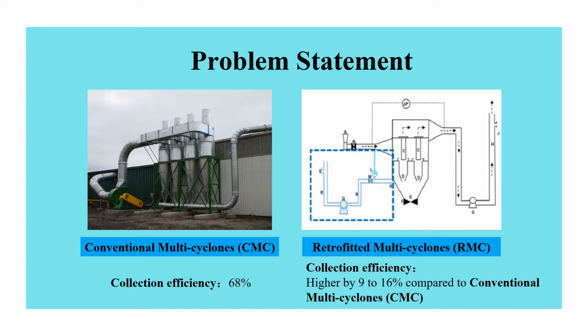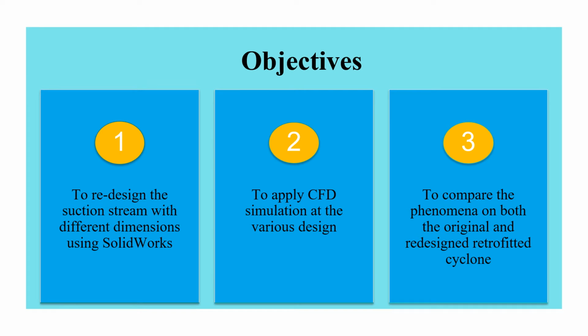In this study, the suction stream will be redesigned with different dimensions to test which dimensions will give the best collection efficiency. For the objectives, the three main objectives are as follows. The first is to redesign the suction stream with different dimensions using SolidWorks. The second objective is to apply CFD simulation to the various designs, and the third objective is to compare the phenomena on both the original and redesigned retrofitted cyclone.